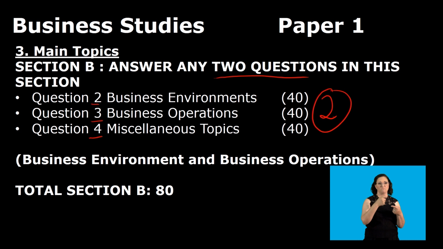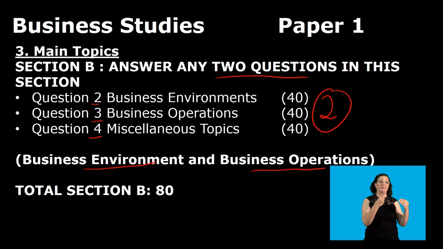And these 2 questions, they come from what? Business environment and business operations. You're probably asking yourself, where do I get these topics? How do I know that this is environment? How do I know that this is operations? We're going to explain this just now. As long as you understand that in Section B, we've got business operations, business environment, and the miscellaneous topics. I'll explain to you what miscellaneous is. Miscellaneous consists of both business environment and business operations. This is your Paper 1.